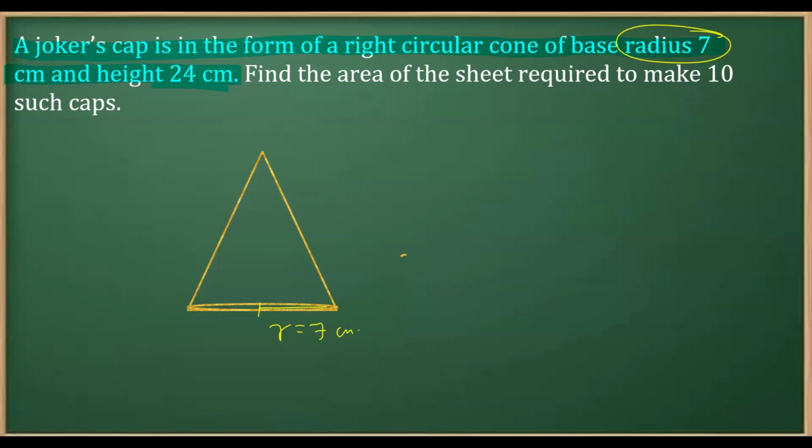Further, I can see that the height is given. You should understand that they are talking about this vertical height and not the slant height. So one more time, when they talk about the height, by default it is the vertical height, that is h, and not the slant height. So this h here is equal to 24 centimeter.